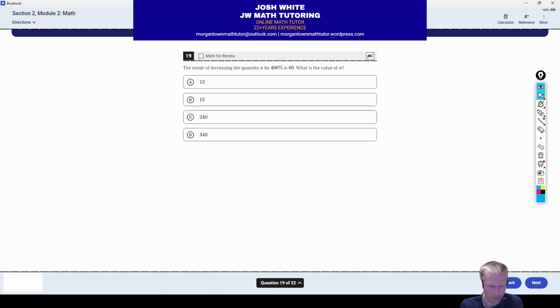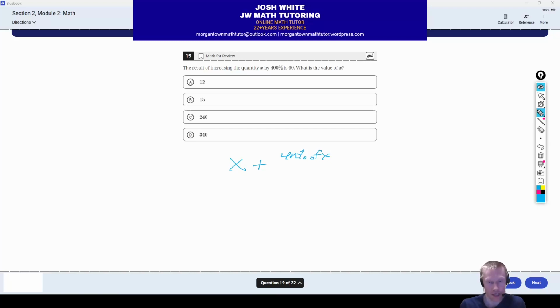All right, now this problem is a little tricky to read, but in terms of actually solving it, it is not a lot of work at all. You can actually do the entire thing in Desmos too. So first, here's how you would solve this by hand by setting it up. So be careful. Your result of increasing the quantity x by 400% is 60. So notice you're starting with x and you're increasing it by 400% of x.